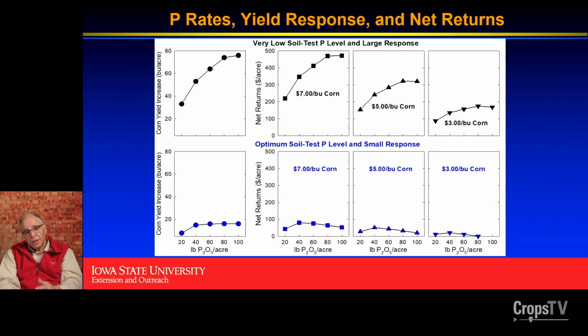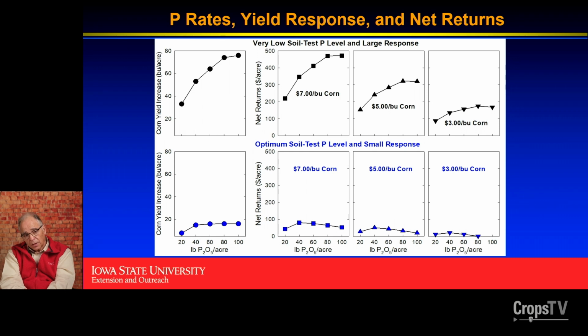Now, let me show a couple of examples for phosphorus, okay? At the top is a very low soil test, and we have a high yield response. That's the graph on the top left, okay? But then we have 3 graphs that show the net returns. These are the benefits to investment in fertilizer. For corn at $7 per bushel, corn at $5 per bushel, and corn at $3 per bushel.